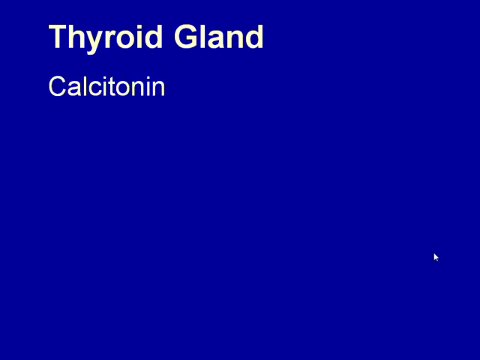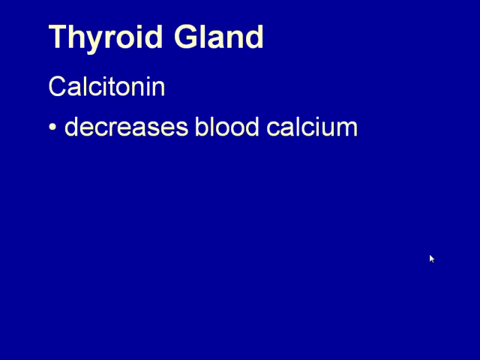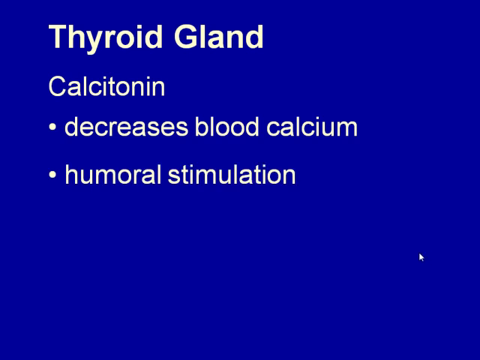The thyroid gland is located in the neck, and it makes two different types of hormones. It makes calcitonin, which is involved in decreasing blood calcium levels. You can think about calcitonin as toning down the level of calcium in the blood. And this is controlled by humoral stimulation. That is, if calcium levels go up, calcitonin is released to help bring down calcium levels.